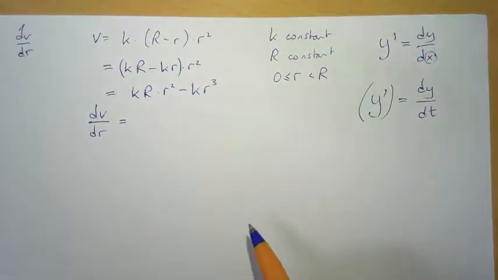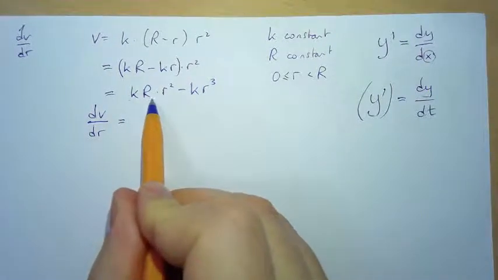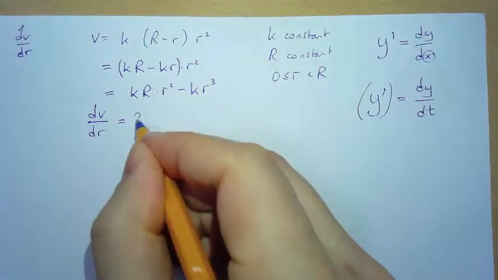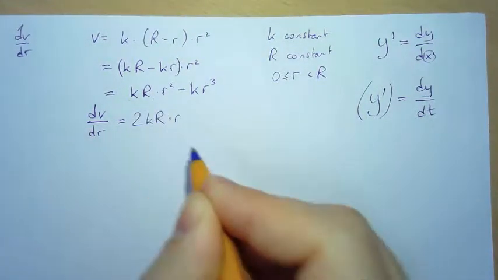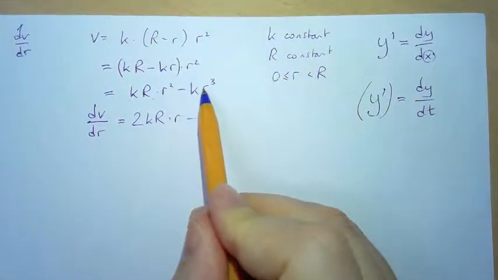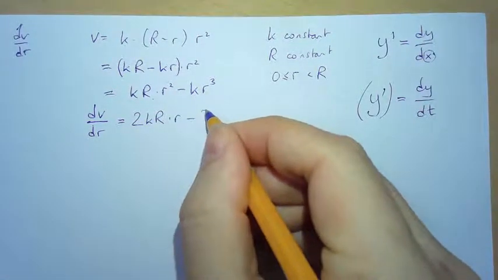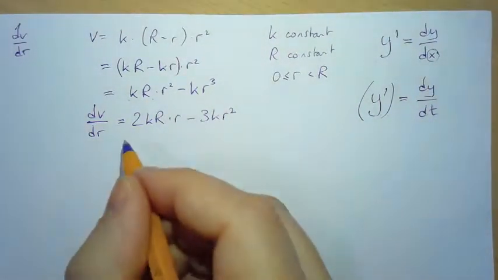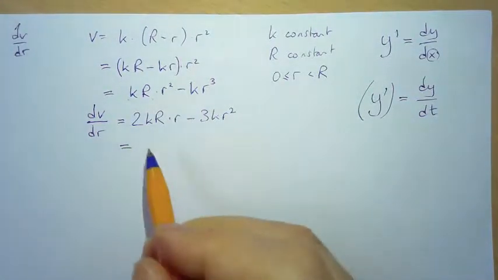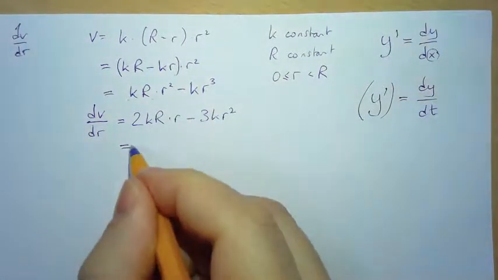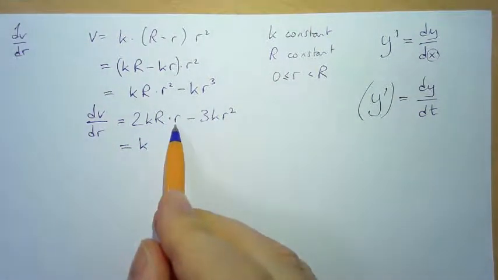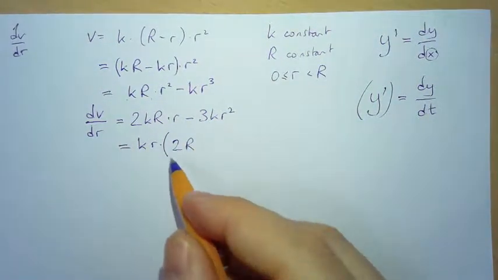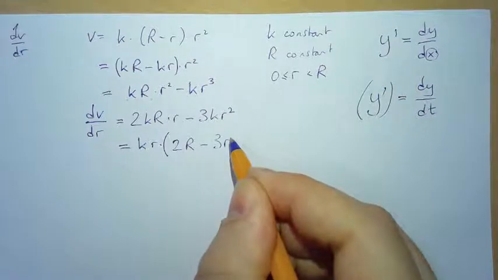So the derivative of that is, this kR is a constant, so when we take the derivative, we have 2kR times r. And likewise, k is a constant, so the derivative of this term is 3k r squared. So now I can factorize some of this again. I can factorize k, and I can factorize r. So it becomes kr times (2 capital R minus 3r).